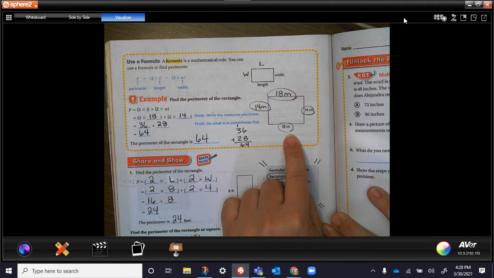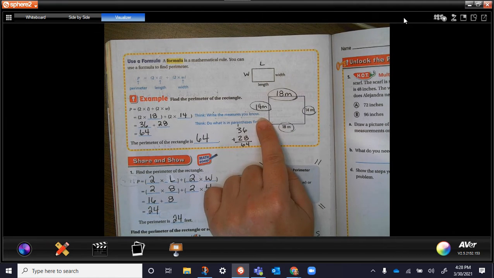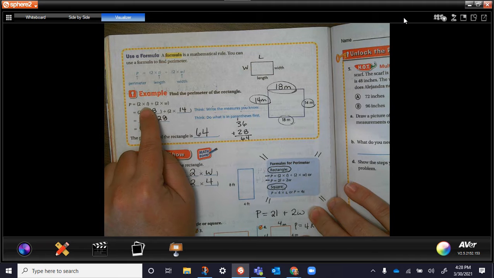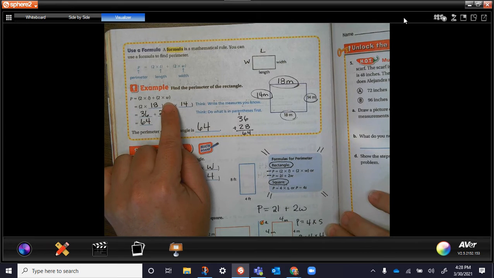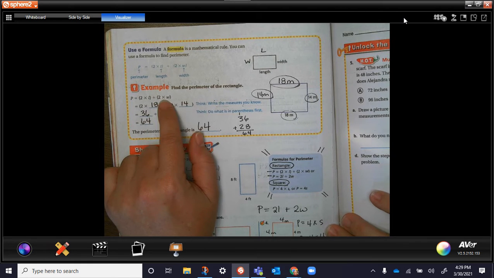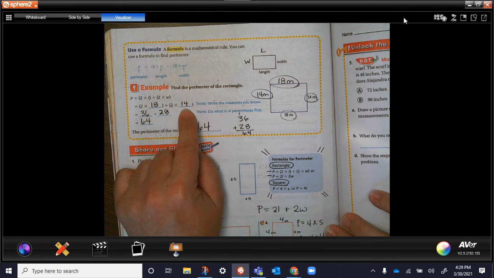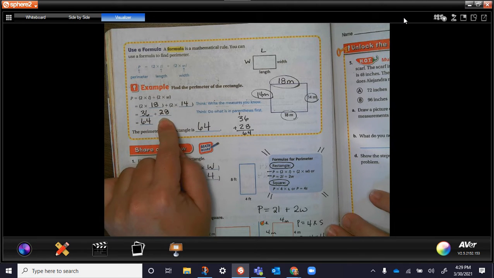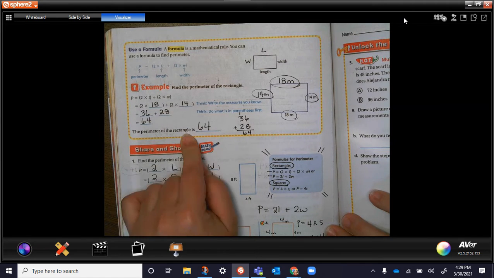Since this side was 18, the opposite was 18. Since this side was 14, the opposite was 14. And then we plugged it in. So we have perimeter equals 2 times the length plus 2 times the width. You write the formula first. Then you start plugging in what you know. We know that the length is 18, so instead of writing L, we can just put 18. And we know that W stands for width, and we have the width 14, so instead of writing W, we could put 14. Then we know 2 times 18 is 36. 2 times 14 is 28, so we write that on the next one. And then we know that 36 plus 28 is 64. So our perimeter is 64.